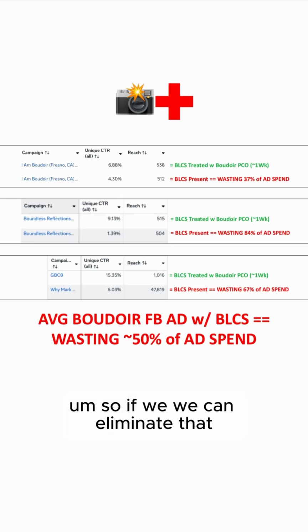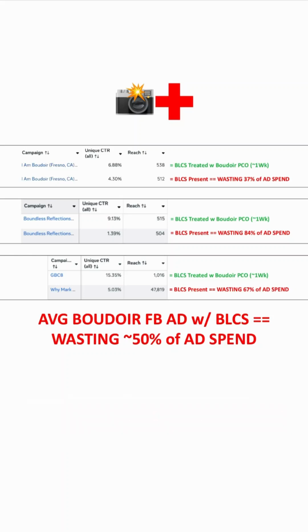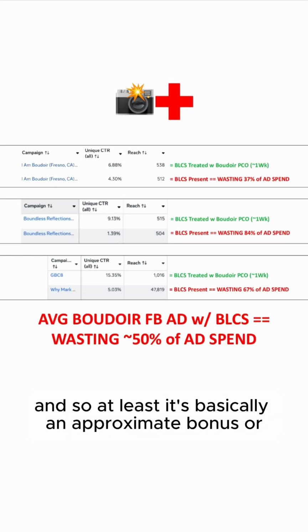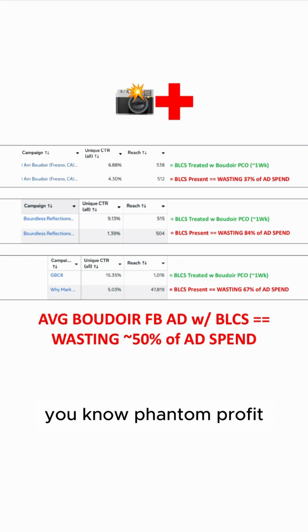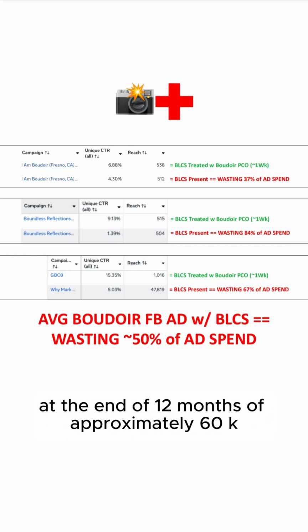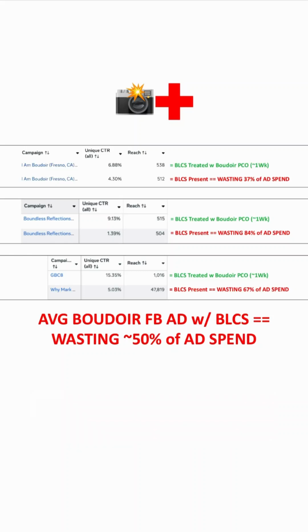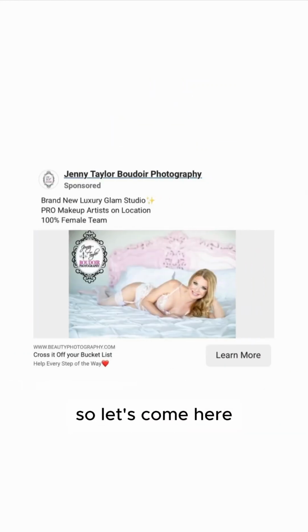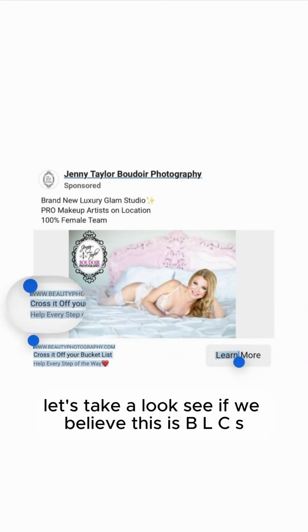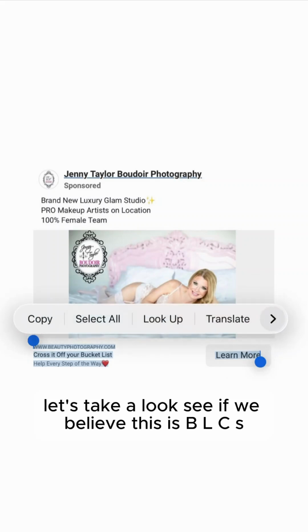So if we can eliminate that and put that back in their pocket, it's basically an approximate bonus or phantom profit at the end of 12 months of approximately 60K in the photographer's pocket. All right, so let's come here. Let's take a look, see if we believe this has BLCS.